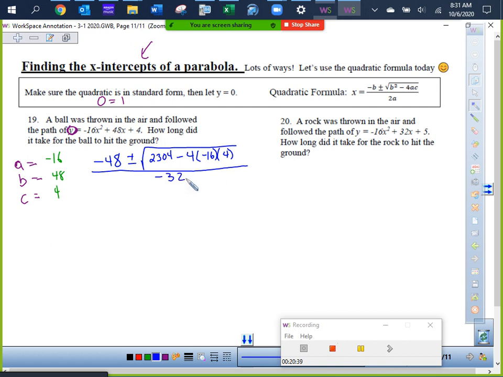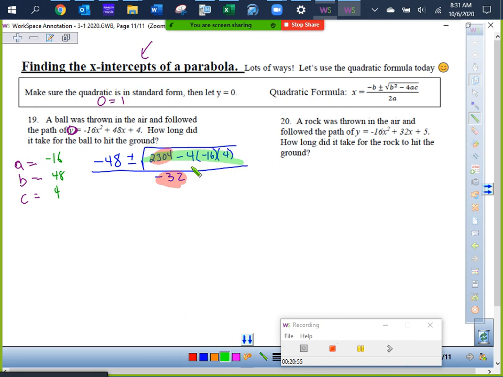So I only figured out 2 things ahead of time. I figured out this, which is B squared, and 2 times A. I figured those 2 things out ahead of time. The next thing I want you to do is figure this out, the entire green thing. Forget about the radical, though.